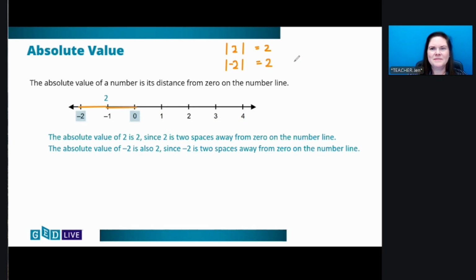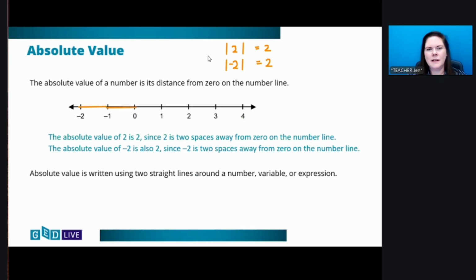So when we have those straight lines around a number, that stands for absolute value. So let's do a little practice. Like, I'm going to make up some numbers. What is the absolute value of negative 12?